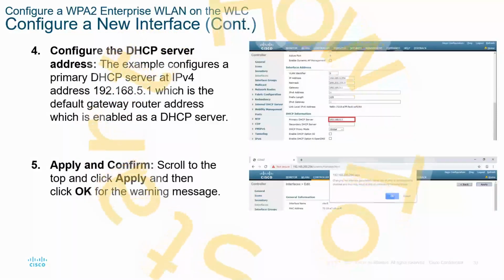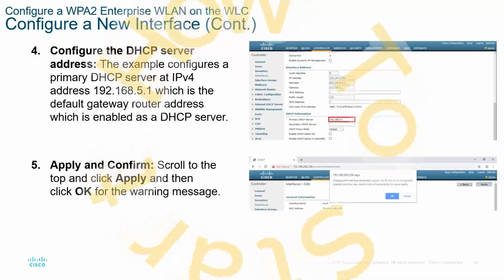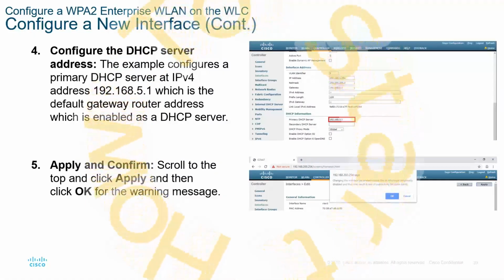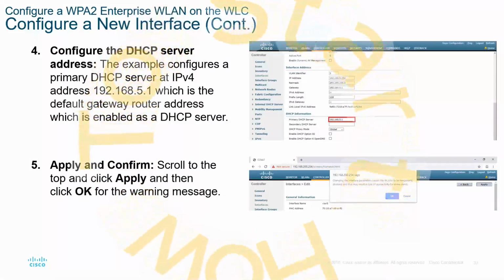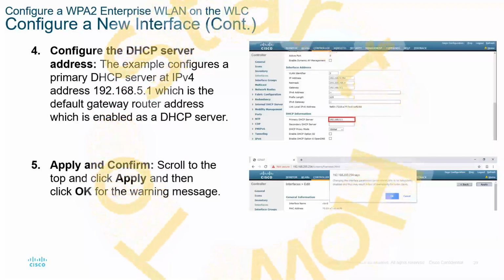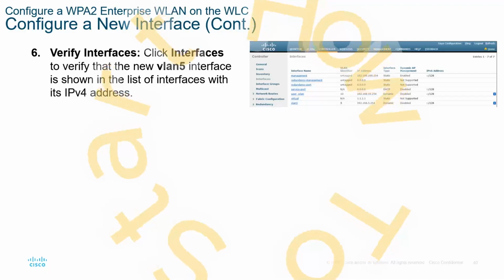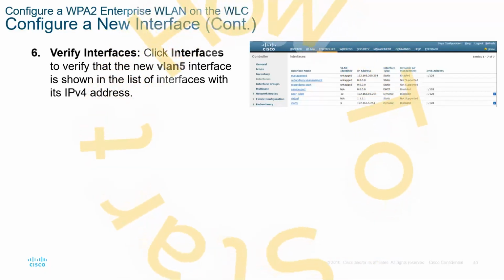We need to configure a DHCP server as well. So you have to give the address to where DHCP is going to be set up. You can have a primary and a backup, or you can set just a primary. It's kind of up to you. Verify the interface information, and then go ahead and click OK.